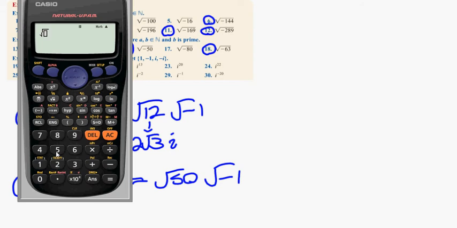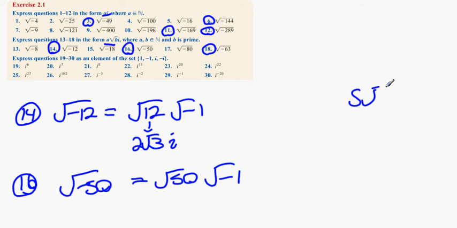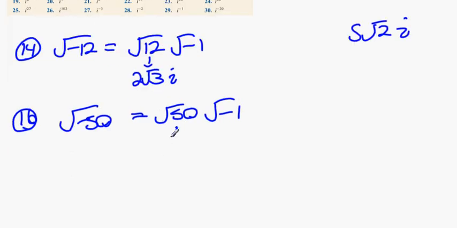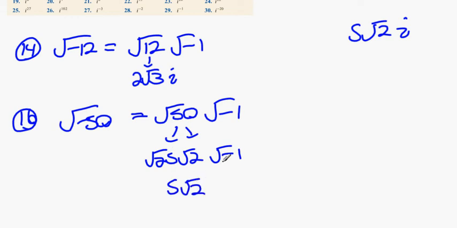Another example of this will be number 16. What we can do is root minus 50. Once again, break it into root 50 times root minus 1. You put root 50 into the calculator if you want, and we get 5 root 2. So it's going to be 5 root 2i. But if you didn't want to do that, you could break up root 50 into root 25 times root 2 times root minus 1. Root 25 is 5, so 5 root 2, and then the i there.